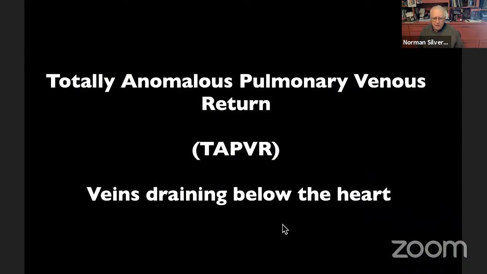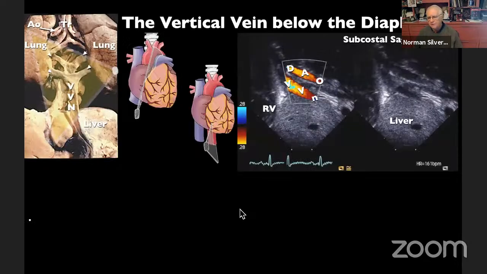Now, veins draining below the heart. As opposed to the fact that most obstructed veins occur from veins draining above the heart because they're 60%, and only a proportion of those are obstructed, total anomalous pulmonary venous return which goes below the diaphragm is by definition an obstructed pulmonary vein. And we'll see that the veins that drain below the heart can obstruct in various positions.